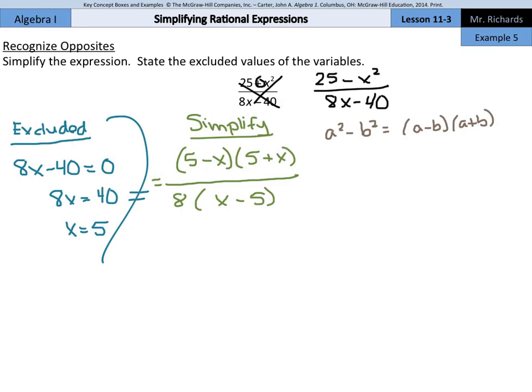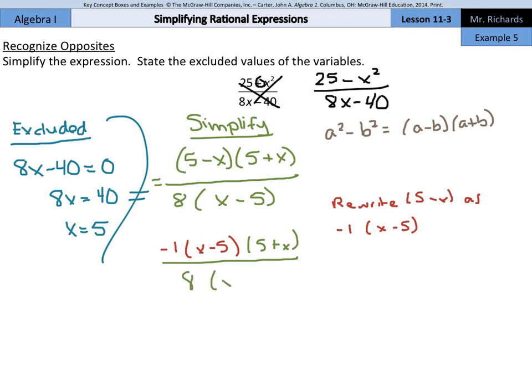Now this is where the opposites come in. I can rewrite the 5 minus x as negative 1 times x minus 5. In other words, if I multiply both of those by a negative 1, this then becomes negative 1 times x minus 5 times 5 plus x over that 8 times x minus 5. And why does this come in handy? Well, I can simplify this and this here, so that now I have negative 1 times 5 plus x over 8.